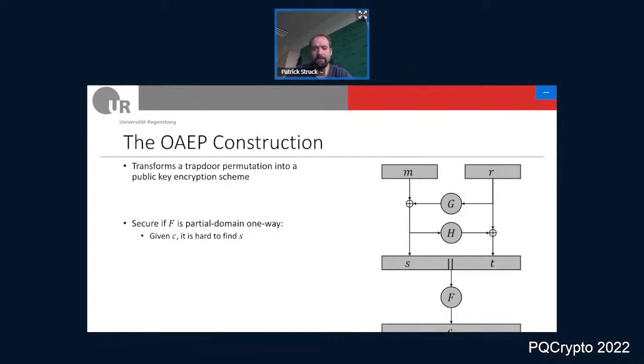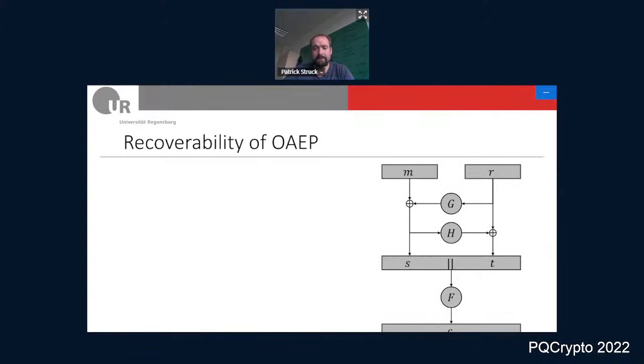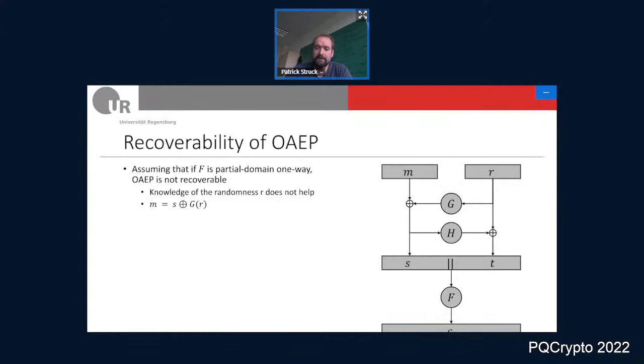The security for the OAEP construction is based on the partial domain one-wayness of this trapdoor permutation F, meaning given this ciphertext C, it should be hard to find this partial pre-image S. When we come to the recoverability of the OAEP construction, here we show, if we take the same assumption, assuming that F is partial domain one-way, then the OAEP construction is not recoverable.